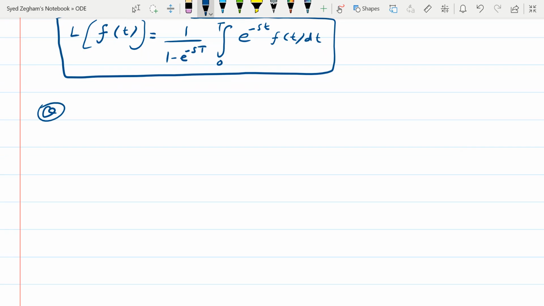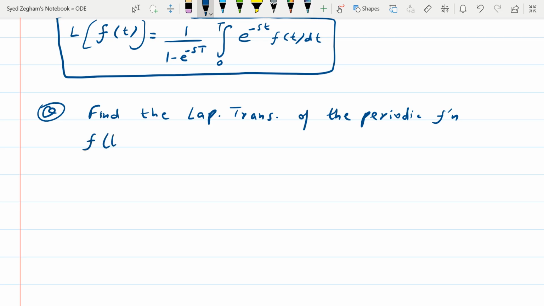Question: find the Laplace transform of the periodic function f(t) is equal to cosine t with period 2 pi.